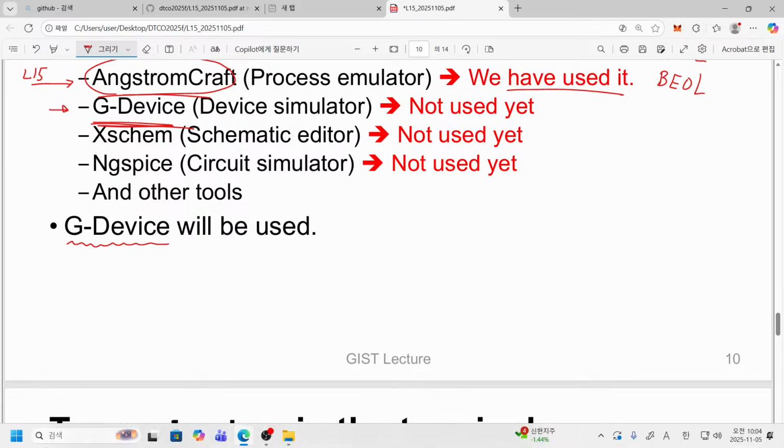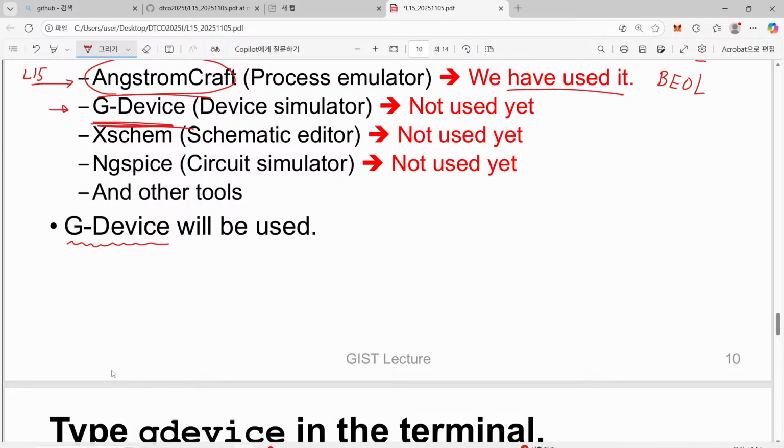So maybe you can ask me, okay, G-device is for device simulation, electrical property. So let's just dive into the electrical property. But we need a device structure. So then you can ask me this question. Up to now, we have almost devoted our entire semester to structure generation. So why don't you just use the structure generated up to now? Then now let's start the calculation.